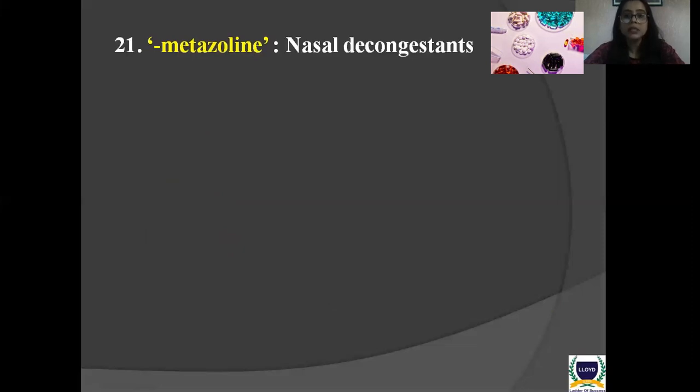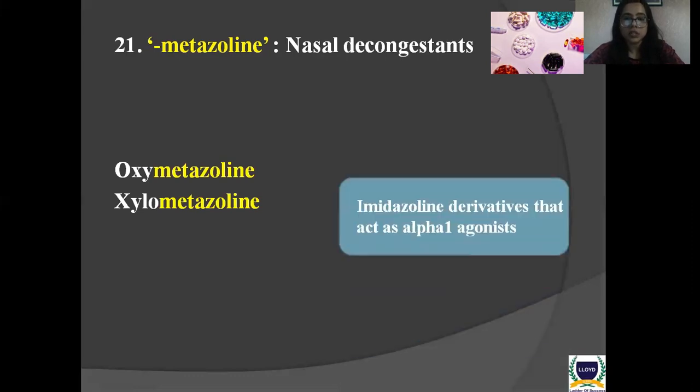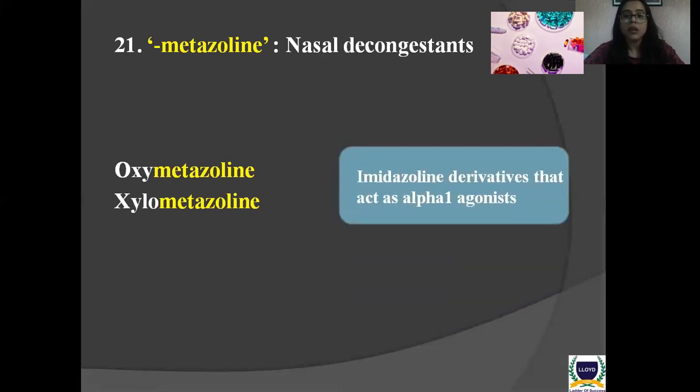Our next category is metazoline. Metazoline indicates they are nasal decongestants. The drugs under the nasal decongestants are oxymetazoline, xylometazoline. These two are the drugs which are ending with the same suffix, that is metazoline, which indicates they are nasal decongestants. And they are imidazole derivatives that act as alpha-1 agonists.